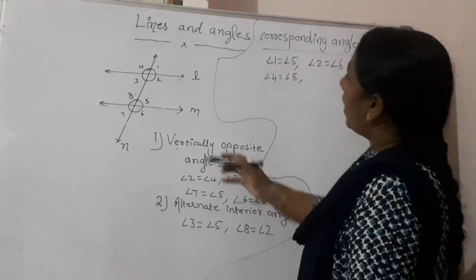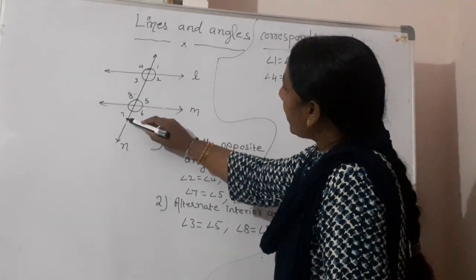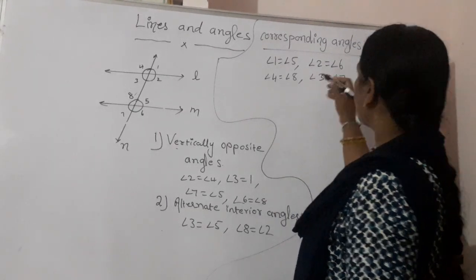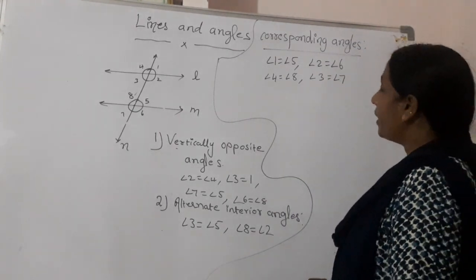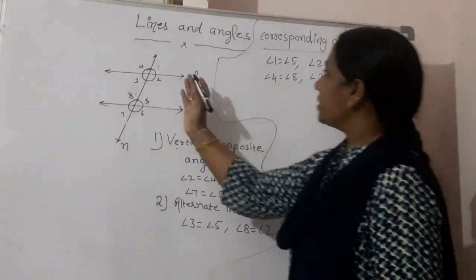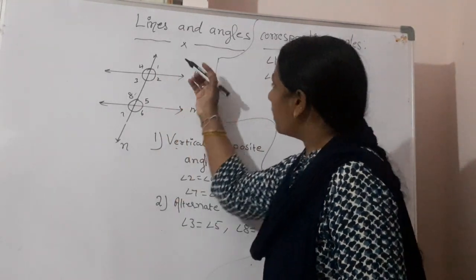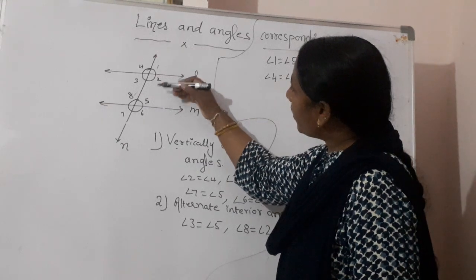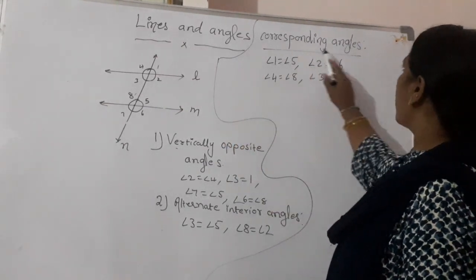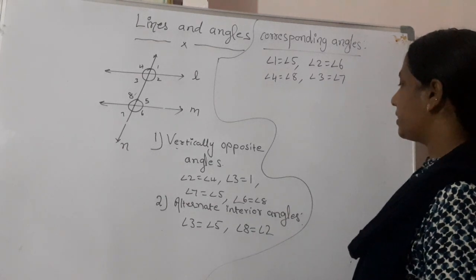Next, angle 3 equals angle 7. So these are corresponding angles. Corresponding angles means that on the same side of the transversal, one outside angle and one inside angle will be equal. So those are corresponding angles.